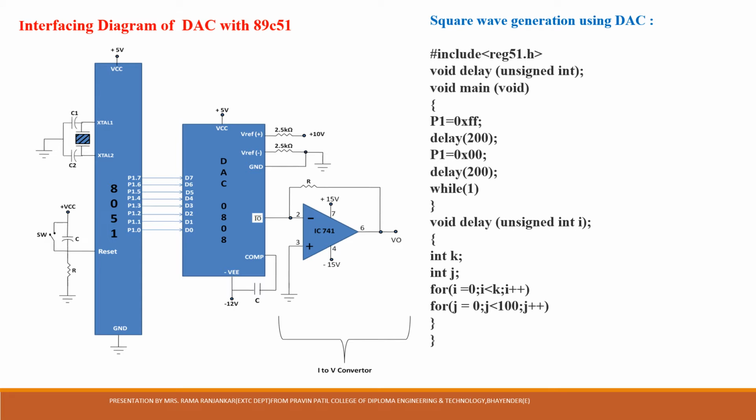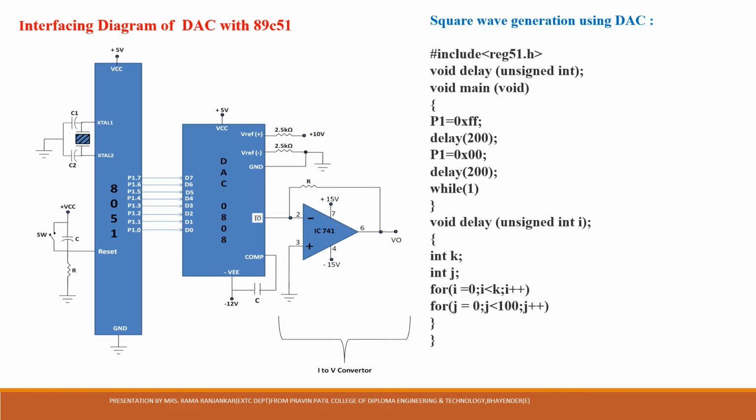Now in this diagram, DAC IC0808 is interfaced to port 1 of 8051, and DAC means digital to analog conversion. So it takes the data in digital form and converts it into analog form with the help of an op-amp. So to DAC IC0808 an op-amp IC is connected as shown in the diagram. Now using digital to analog conversion, we can generate waveforms like square wave, triangular wave, ramp wave, sawtooth wave. Number of waveforms are generated using this IC.